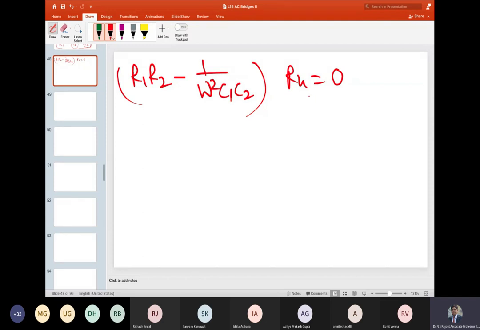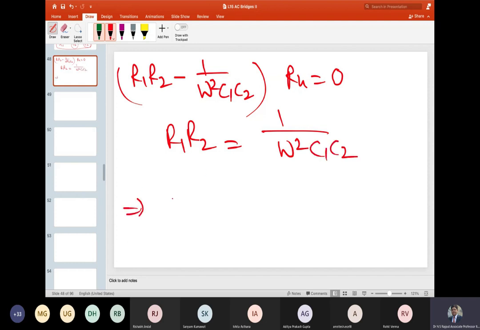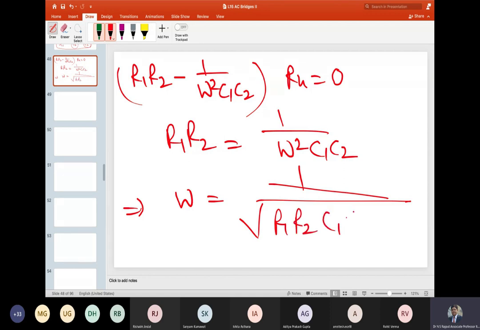So this is equal to 0. So I can write it as R1 R2 is equal to 1 by omega square C1 C2, which in turn converts to omega is equal to 1 by square root of R1 R2 C1 C2, right?